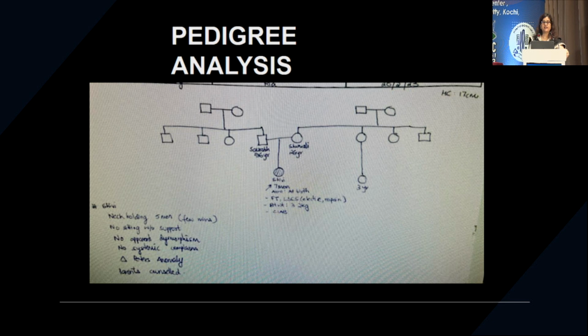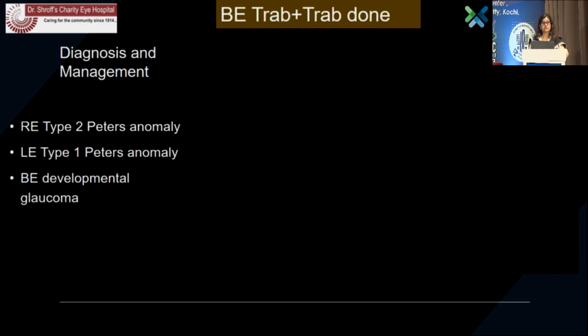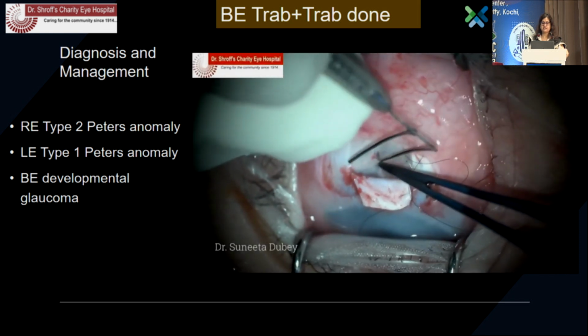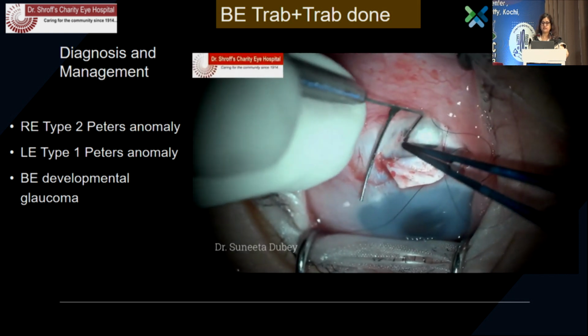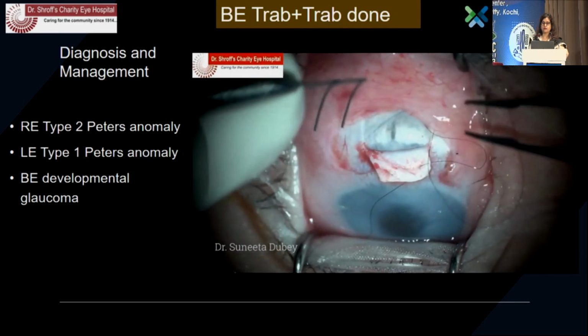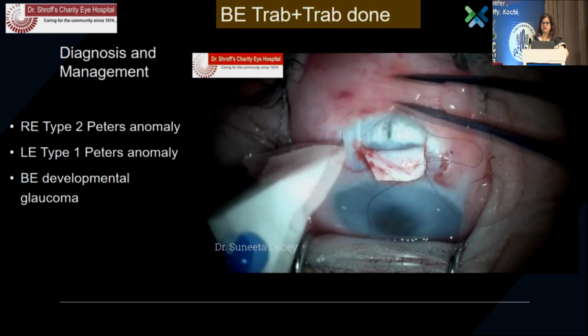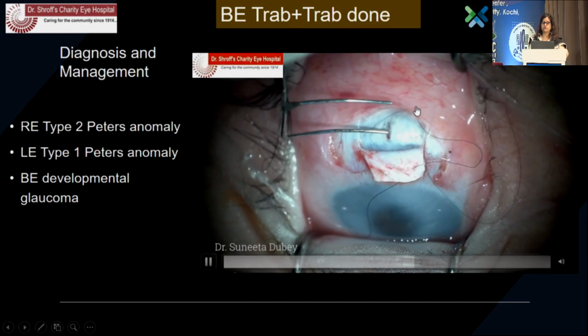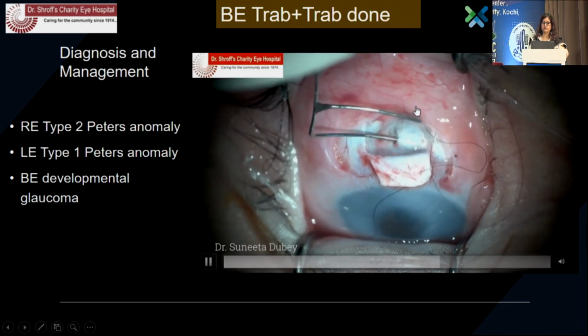The pedigree analysis showed that there was no one in the family who got affected. So, type 2 Peters anomaly in the right eye and type 1 in the left eye. I just took up the child for trabeculectomy, thinking that I wouldn't be able to do the trabeculotomy, but somehow I could pass a trabeculotome through the Schlemm's canal. You can see the fluid coming out from here, although it was very difficult.